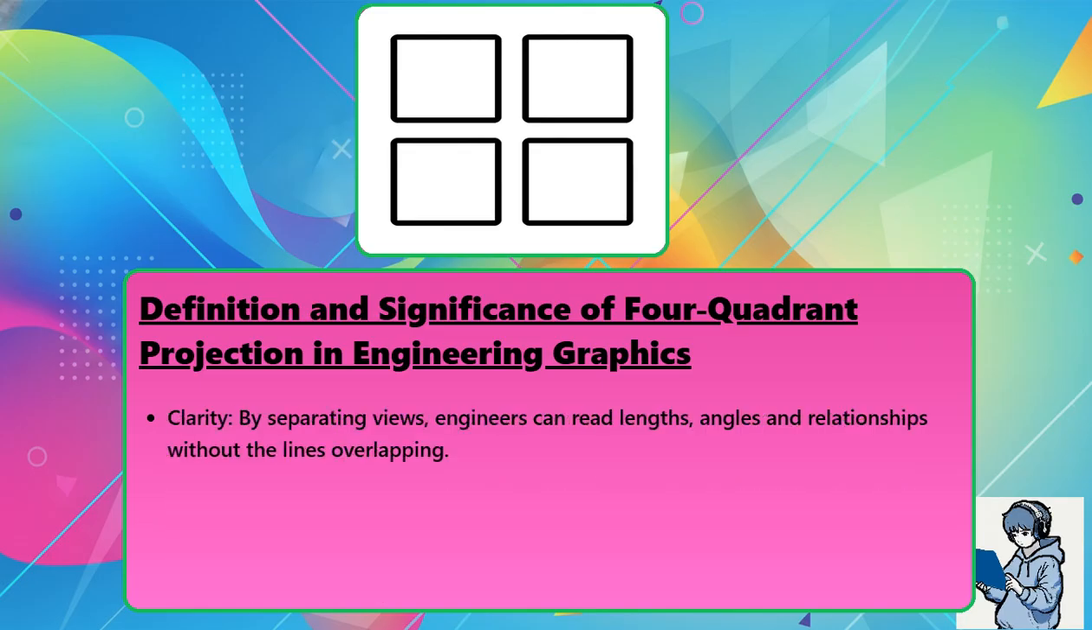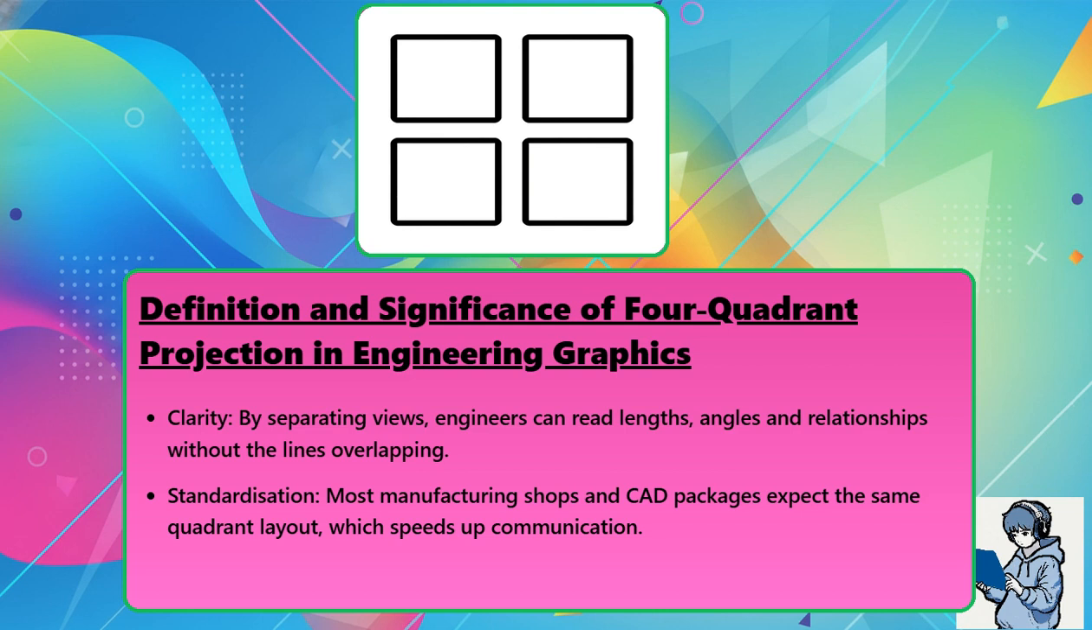Clarity by separating views: engineers can read lengths, angles, and relationships without the lines overlapping. Standardization: most manufacturing shops and CAD packages expect the same quadrant layout, which speeds up communication.